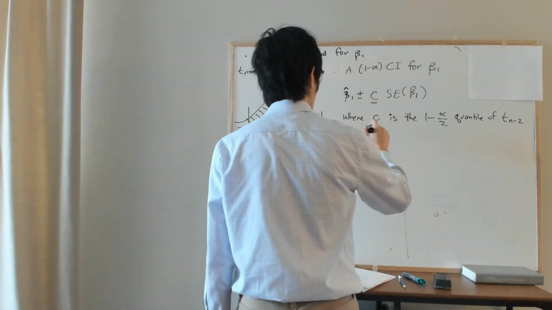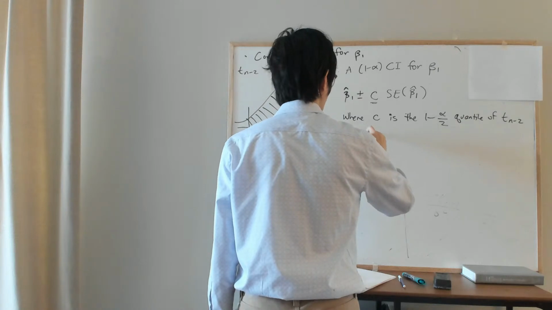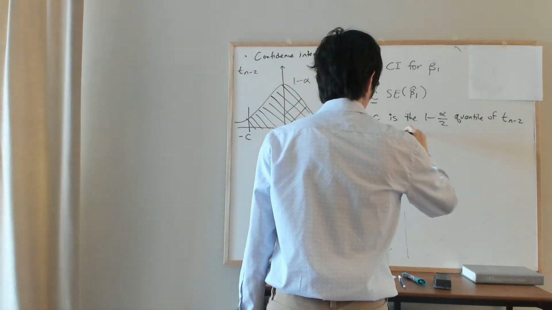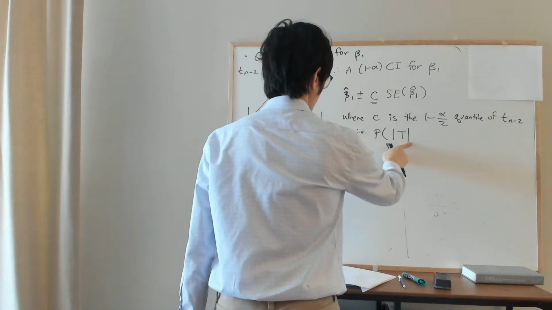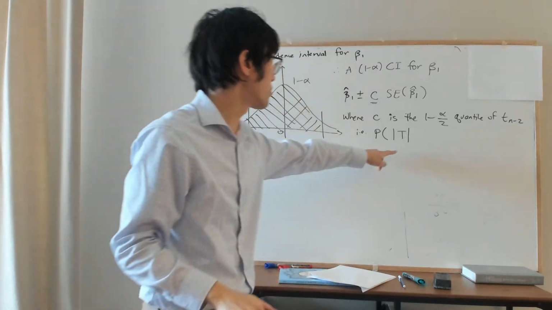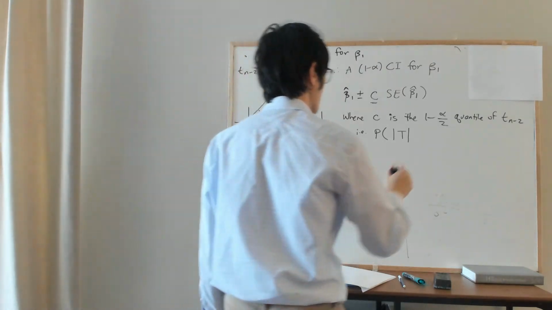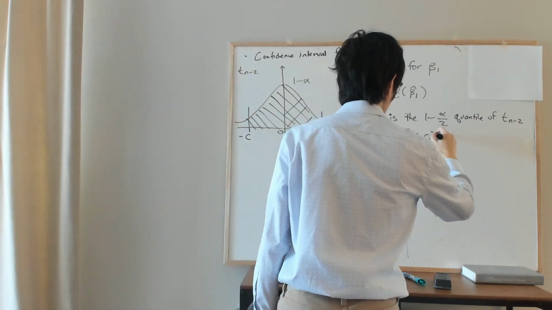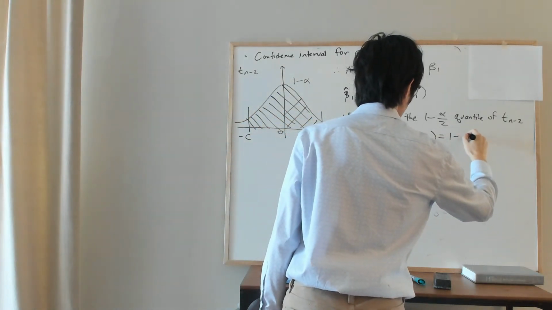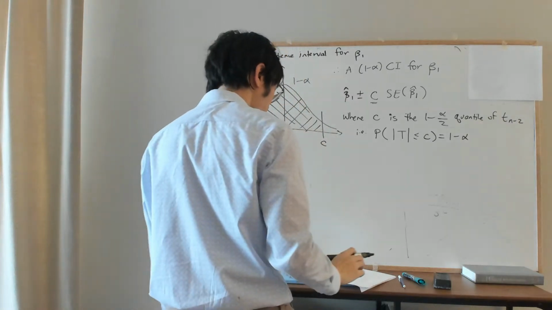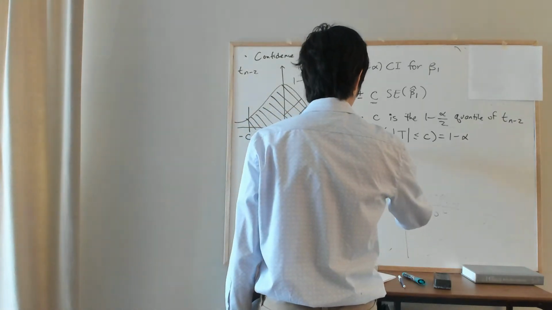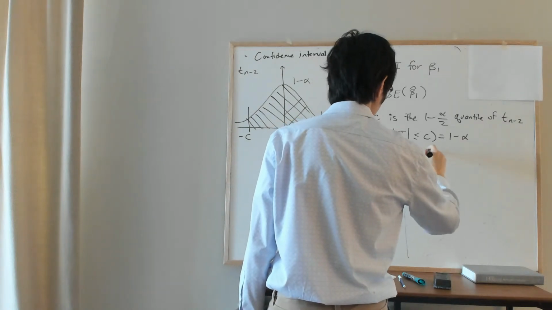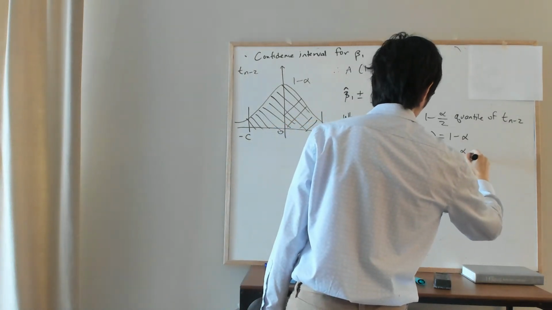In other words, the probability that the absolute value of the t distribution is less than or equal to this cutoff point c is 1 minus alpha, or equivalently, the probability that t without the absolute value is less than c would be 1 minus alpha over 2.